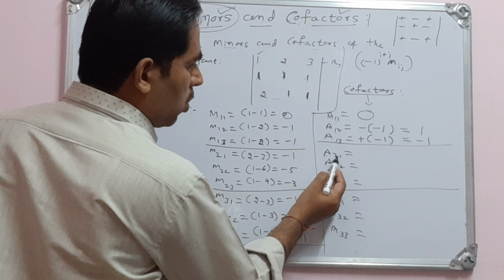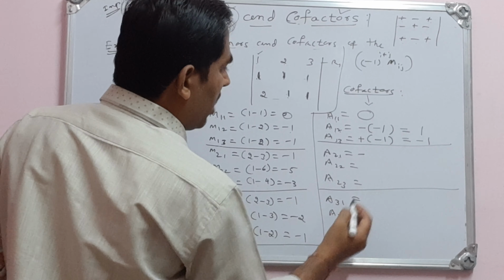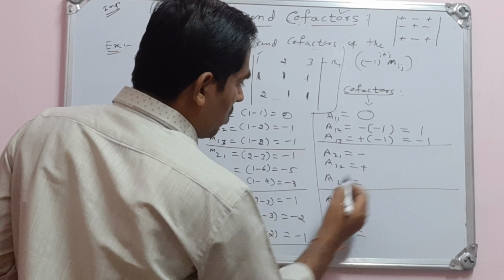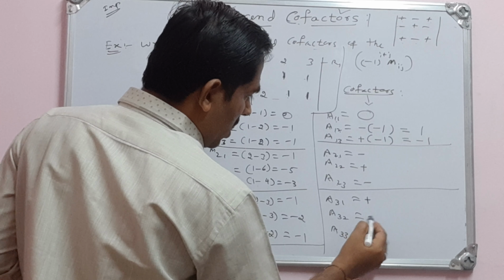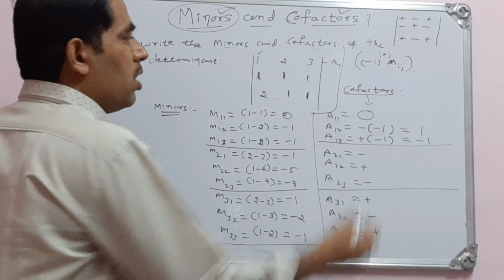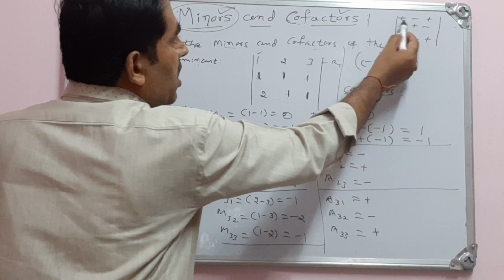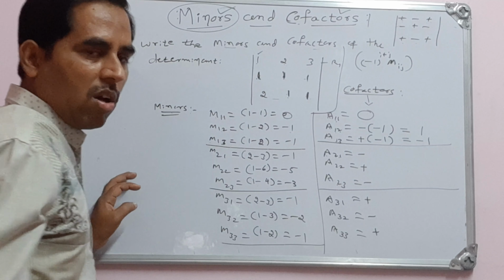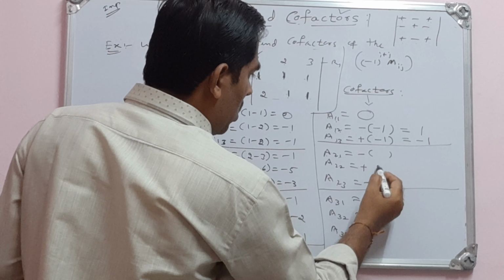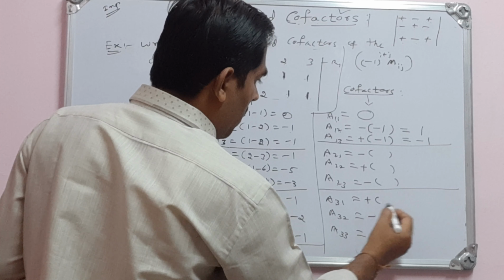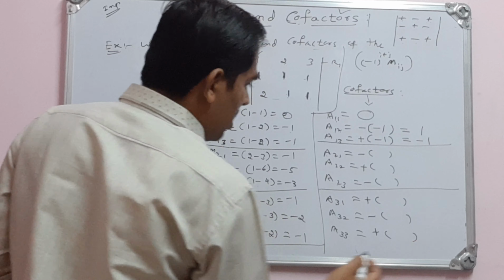Similarly, A21: 2 plus 1 is 3, which means a negative sign. 2 plus 2 is 4, a positive sign. 2 plus 3 is 5, odd, so a negative sign. This one is plus, minus, plus. It's very simple: plus, minus, plus here, then minus, plus, minus. That's all. So here we have to attach the minors, and it will be very easy for you to understand.